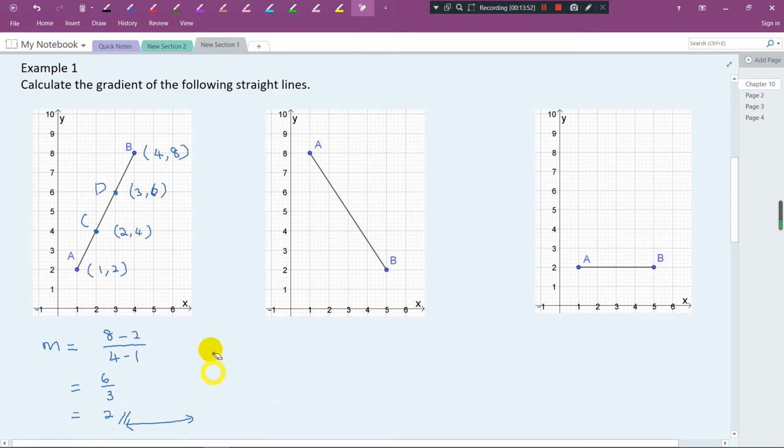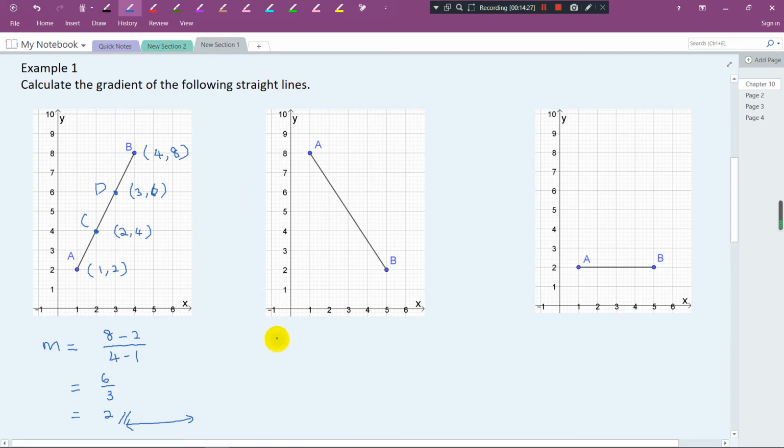So actually, before you calculate the gradient, you know the answer must be positive. Why? Because you look at this line, it's inclined upward. You know your answer must be positive. If you get negative answers, it means there is some mistake here, so you have to redo it again. For example, this one, before you calculate, you know your answer must be negative. If you get a positive number, you know that there is some error, you have to redo it again.